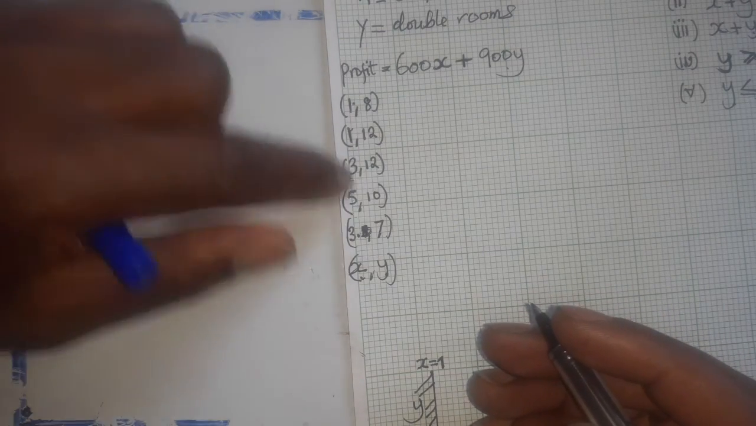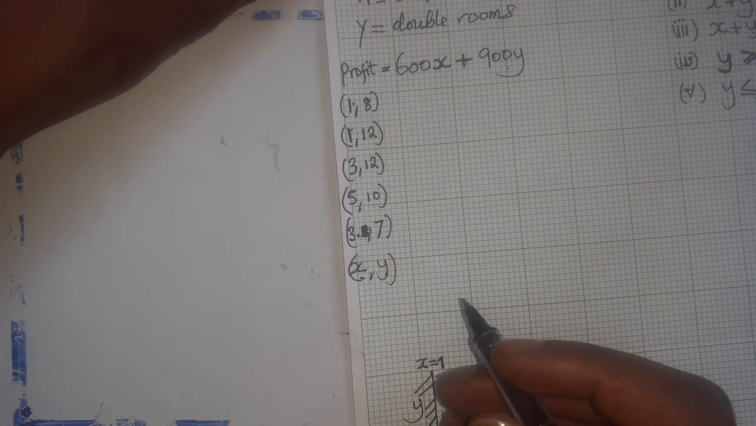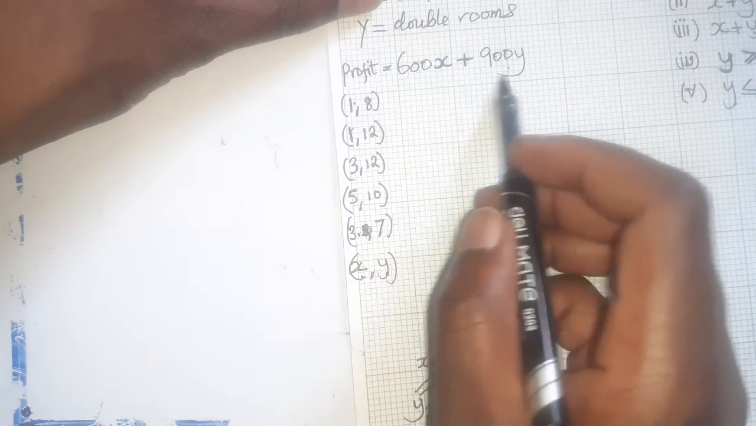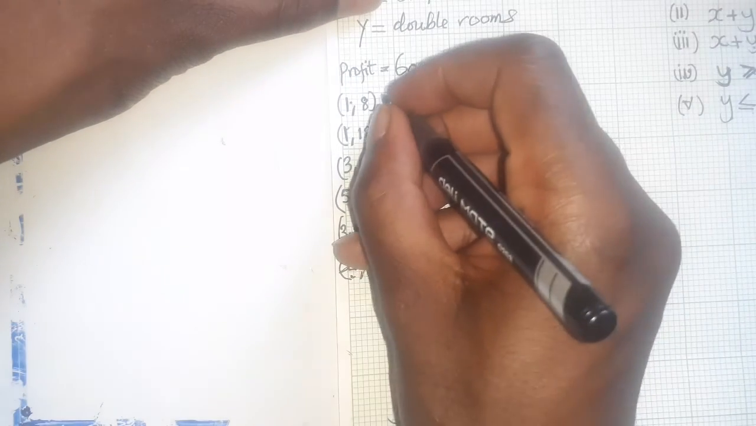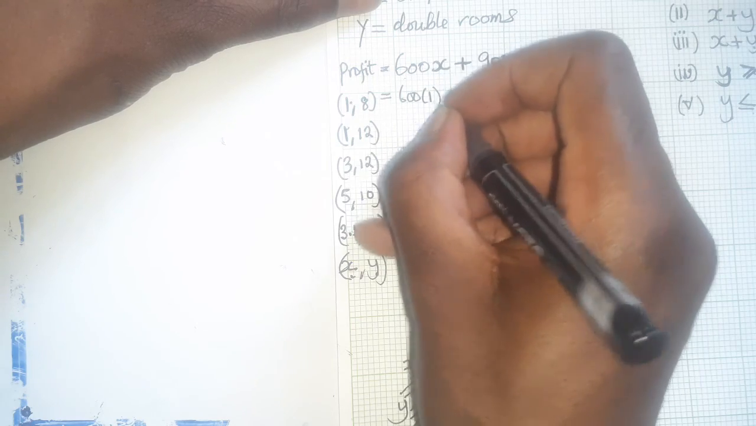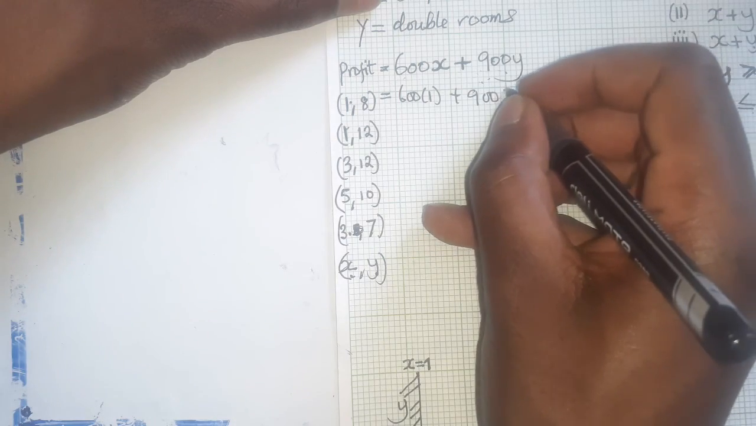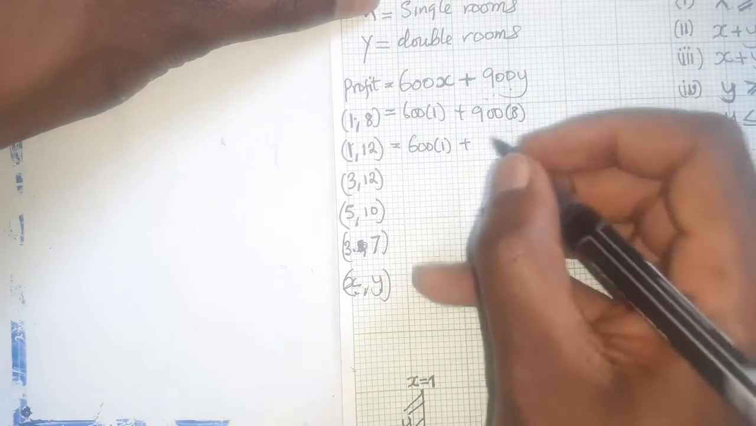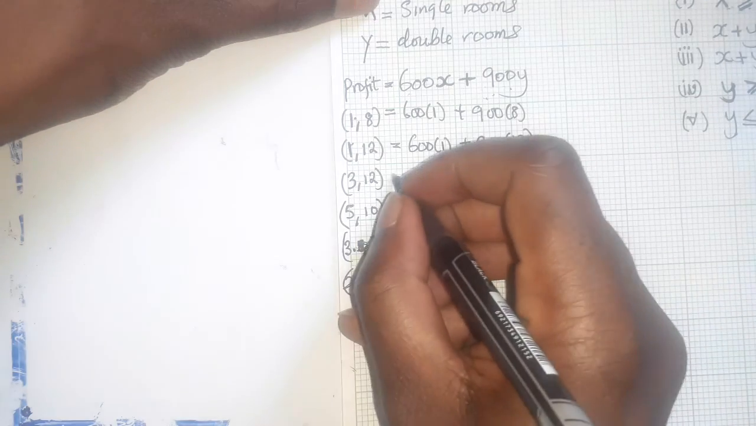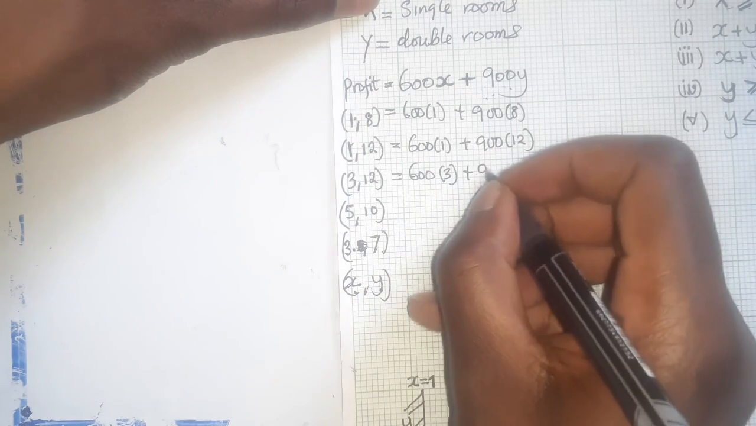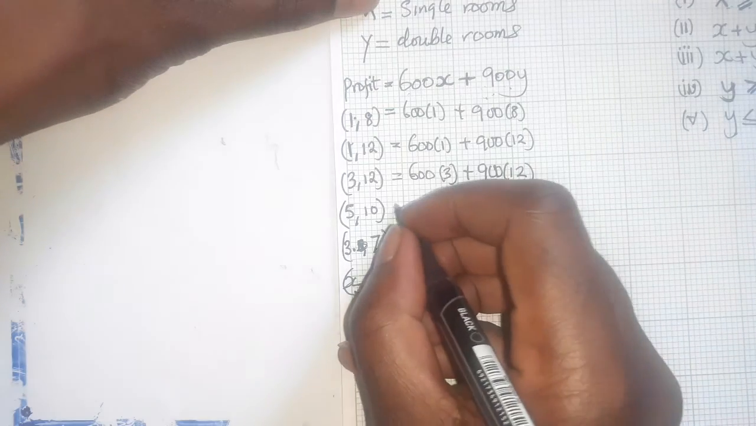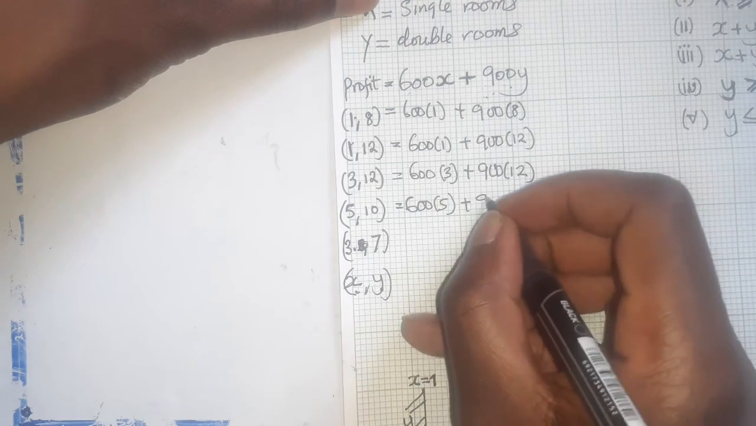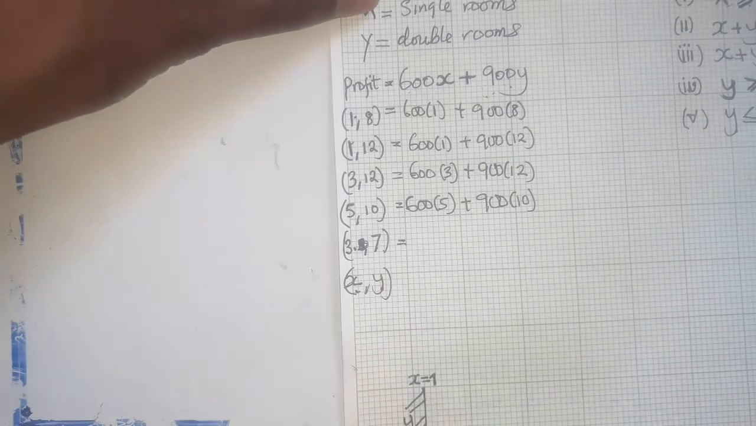Now we want to see which one gives the maximum profit. How are we supposed to carry out that process? We are going to be testing them in this objective function. What do I mean? You start with this one: you say 600, you put 1 here, plus 900 multiplied by 8. You also come to this one: 600 multiplied by 1, plus 900 multiplied by 12. You come to this one, 600 multiplied by 3 plus 900 multiplied by 12. You come to this one, 600 multiplied by 5 plus 900 multiplied by 10. You carry on with this process.